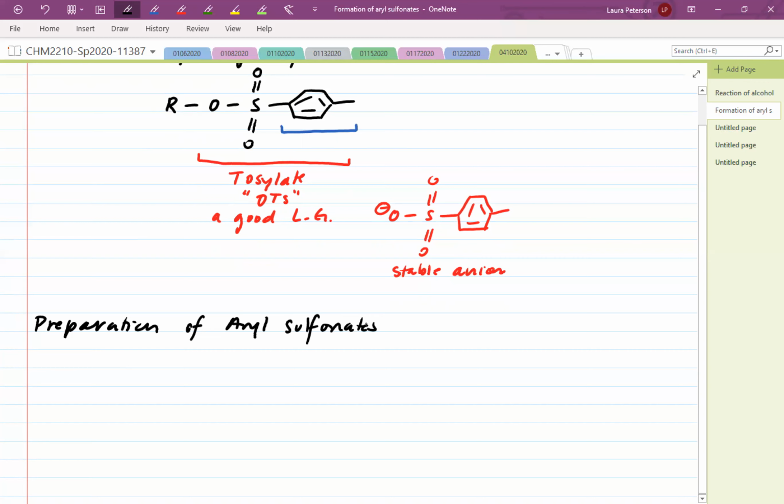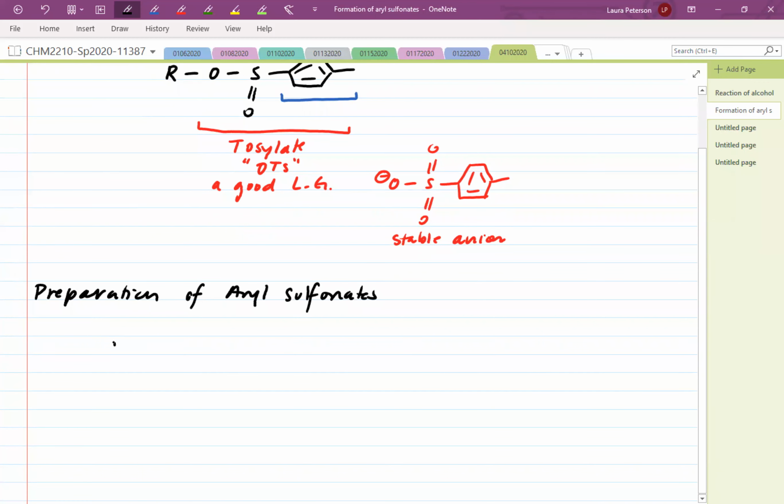So specifically, we'll make the tosylate. The way that we make the tosylate is going to be from the alcohol. Essentially, if we can turn ROH into ROTs, so that alcohol into an aryl sulfonate, we have another way of converting OH into a good leaving group.